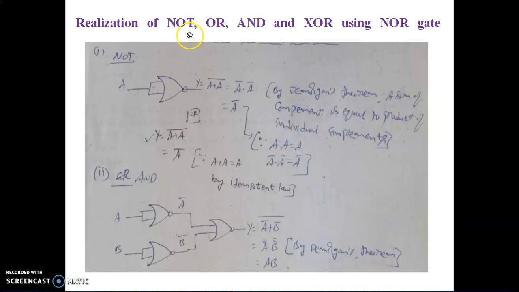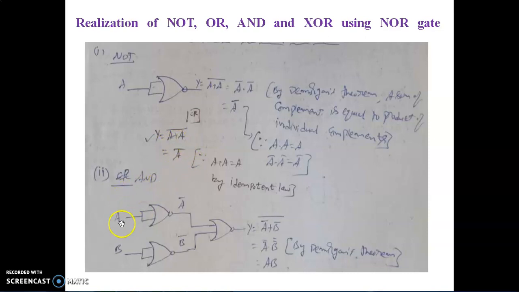Next is the realization of NOT, OR, AND, XOR using the NOR gate. First one is the NOT function. The same input is given to the NOR gate. The output is (A plus A) whole bar. Apply De Morgan's theorem, we get the NOT function. Or in other words, A plus A is nothing but A itself by the idempotent law. So this is also one way of proving the NOT function.